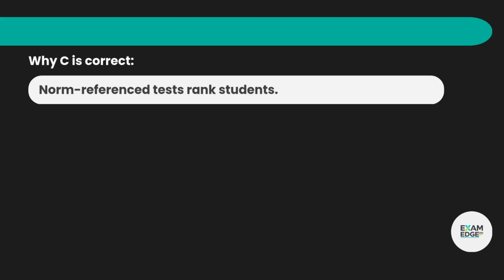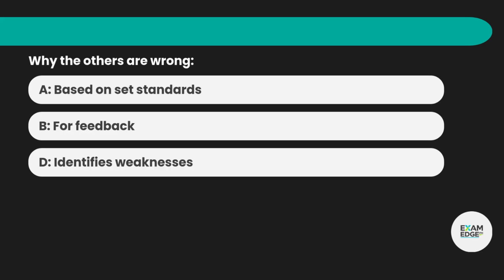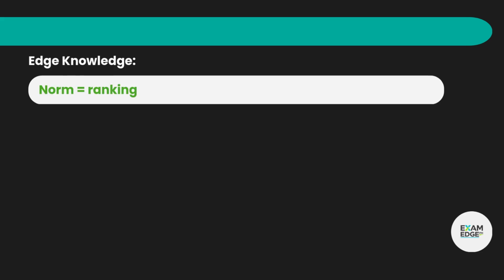Why C is correct? Norm reference tests rank students. Why the others are wrong? A. Based on set standards. B. For feedback. D. Identifies weaknesses. Edge knowledge: norm equals ranking.